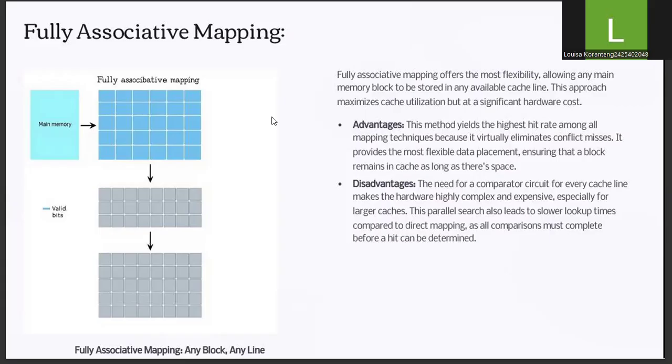Disadvantage: the need for a comparator circuit for every cache line makes the hardware highly complex and expensive, especially for larger caches. This parallel search also leads to slower lookup times compared to direct mapping, as all comparisons must complete before a hit can be determined.